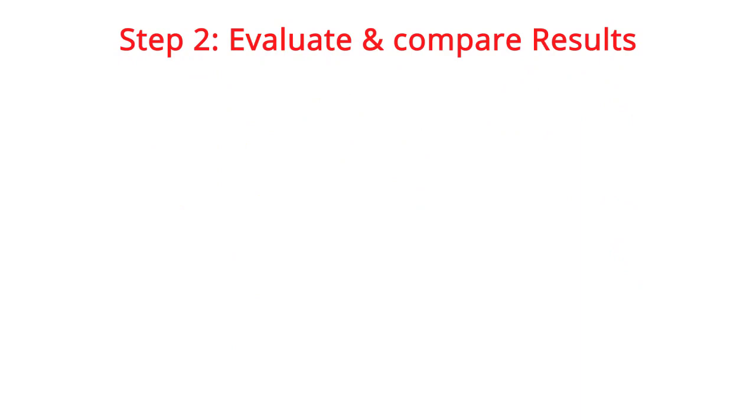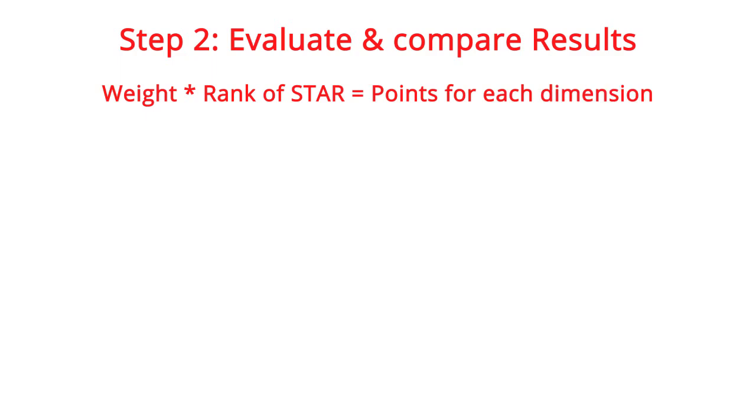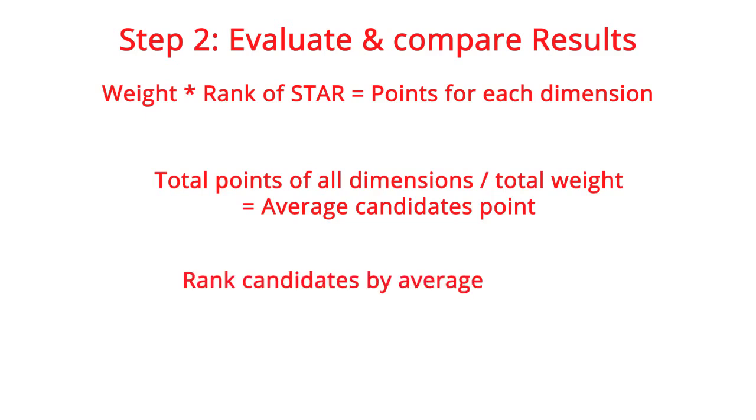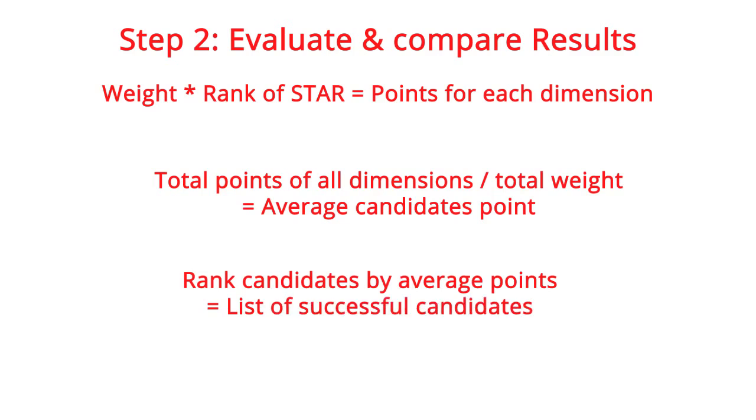To evaluate and compare results, the first thing we do is we take the weight, which is the score of the candidate, we multiply it by the rank of the star to get the points for each dimension. Next, we take the total points of all the dimensions by the total weight, and this will give us the candidate's average points. And then lastly, we rank the candidates by average points to get the list of successful candidates. Now let's go on to see how we make our decision.